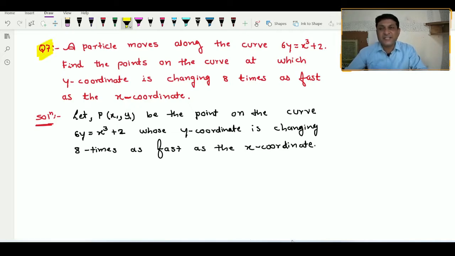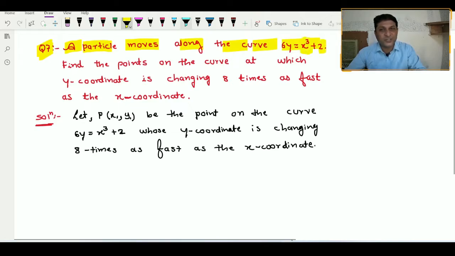Question number 7 of exercise 2.1 of application of derivative. See, in the first example, what is the condition? A particle moves along the curve. So equation of curve is 6y is equal to x cube plus 2. Here we have modified this question. In our textbook here, instead of x cube, x square is there. But if we are taking x square, we are not getting the answer given in the textbook. That's why we have modified it according to the answers given in the textbook.